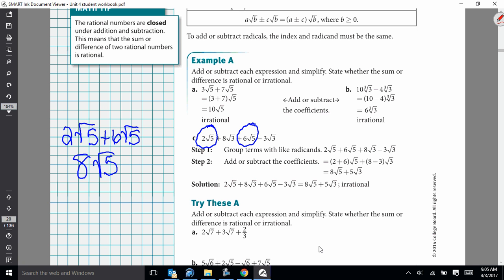And then let's look at our square root of 3s. We have 3 here, and then we have 8 here, and we're subtracting 3. So if we had 8 square root of 3s, and we're subtracting out 3 of them, how many do we have left? We had 8, and we're losing 3. We have 5.